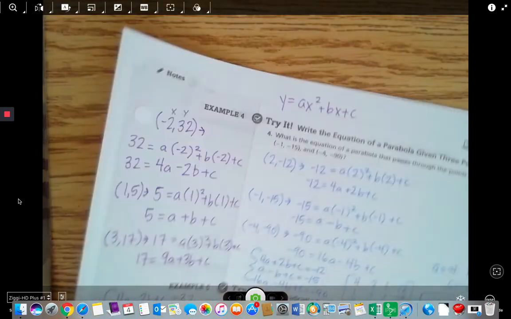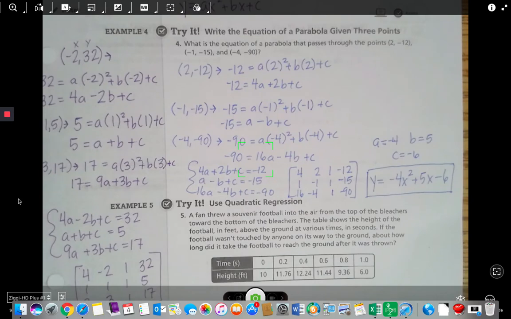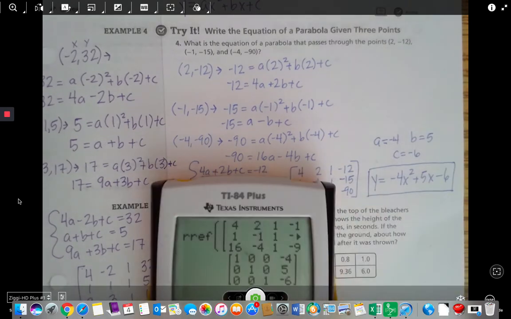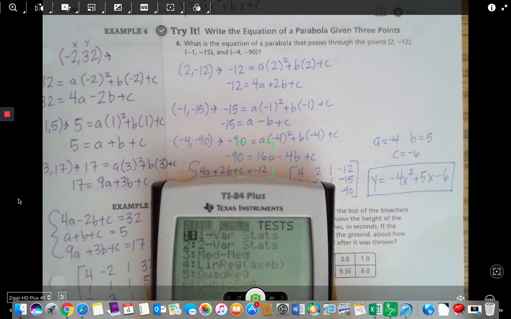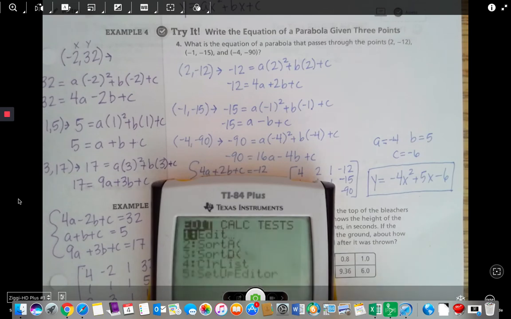Oh, sorry. There we go. And truthfully, it just dawned on me because of what we're about to do with this quadratic regression, we can solve it a different way. Let's see. 2, negative 1, negative 4, negative 12, negative 15, negative 90. Yep, you could solve it that way.